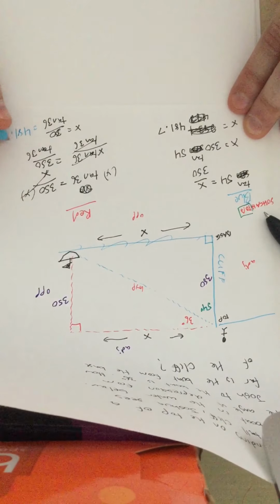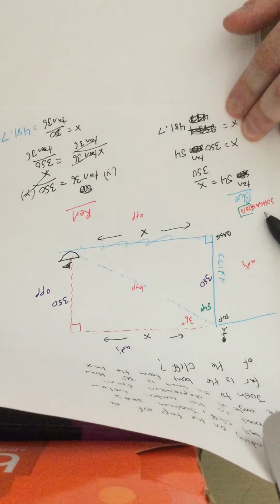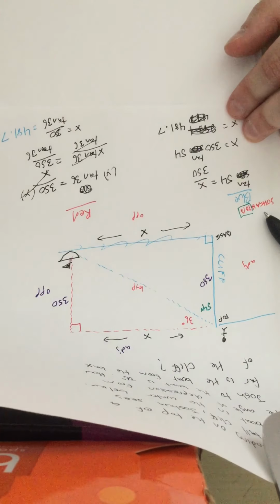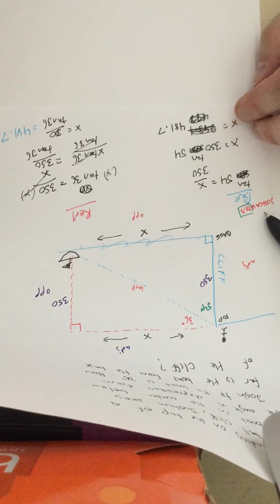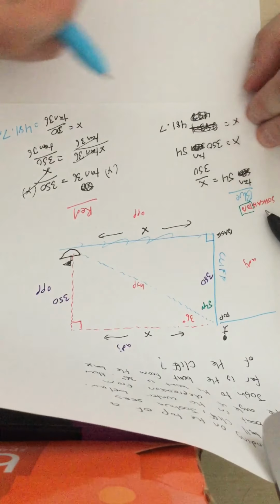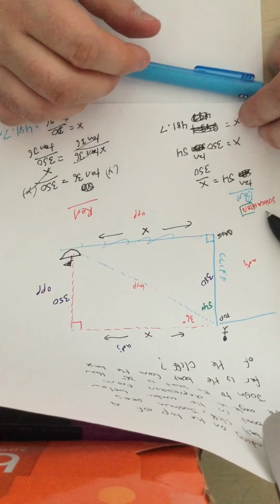So either way, the answer is 481.7 meters. And then, of course, we would give a word answer. Therefore, the boat is 481.7 meters away from the bottom of the cliff. And that's trigonometry word problems.